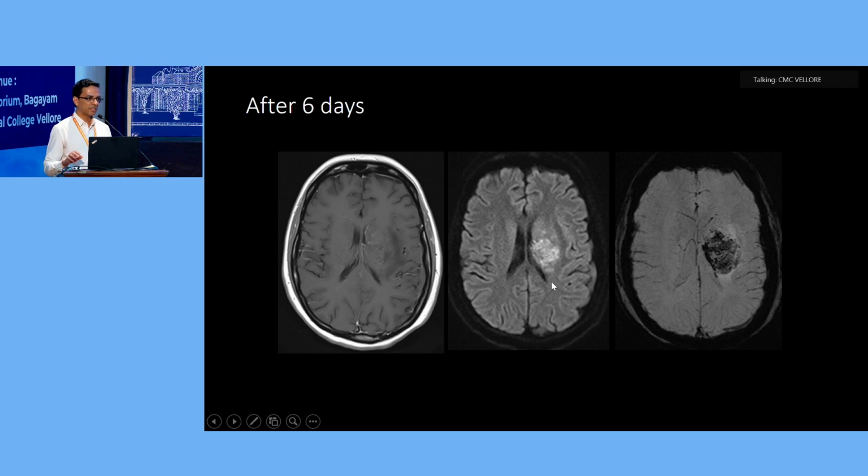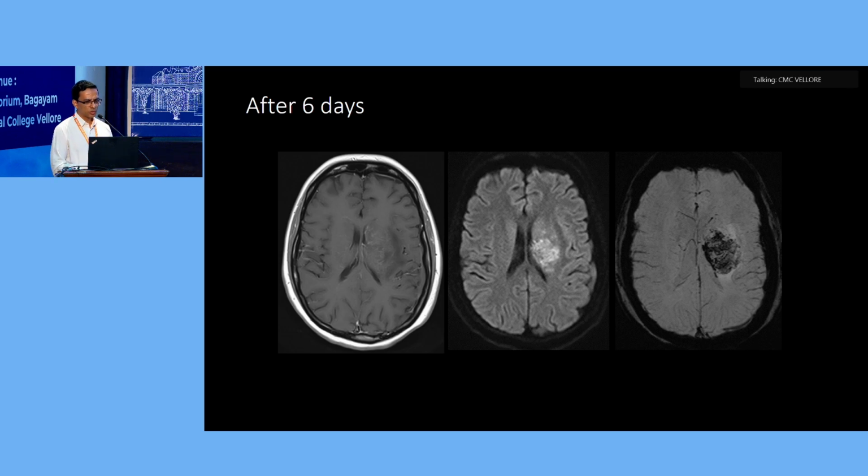Now we can see that there's much more diffusion restriction as compared to the earlier study, and a lot of blooming. So now, within 6 days, the lesion has rapidly changed. It has become much larger with a lot of cytotoxic edema, which doesn't look like an infarct. So patient is on prednisolone for SLE. Can be an infection, opportunistic infection.